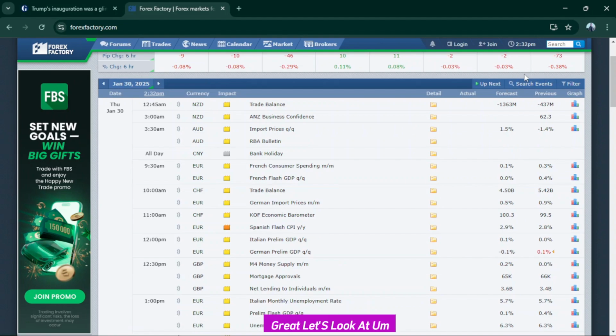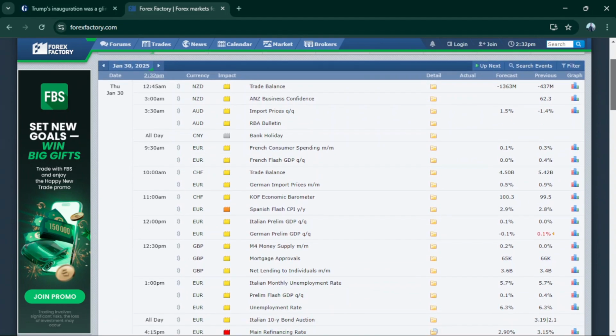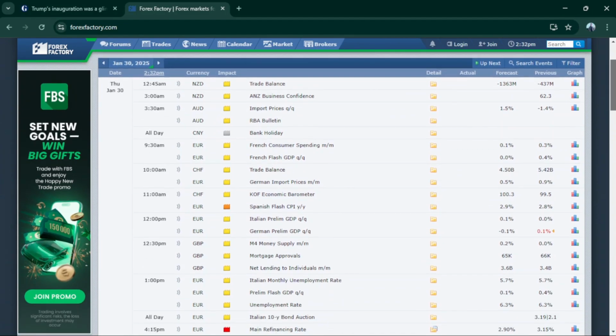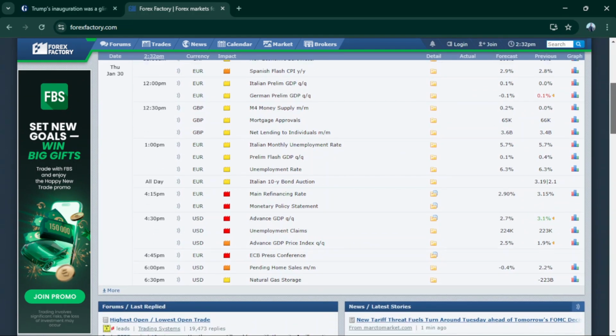Let's look at January 30th. I think that's going to be on Thursday. Thursday, it looks like we're going to be having a good time to trade. I'm not seeing any news over there. We have the dollar unemployment claims that's going to be released at 4:30 p.m. That's good.